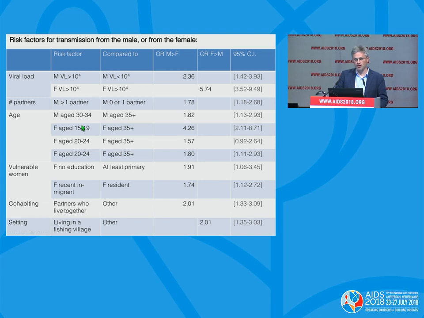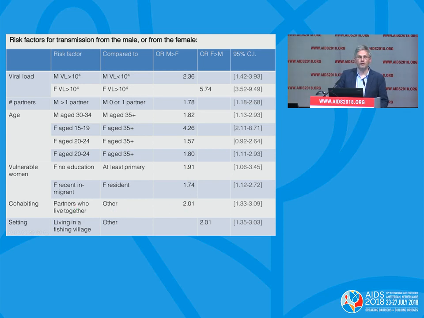Conversely, if the woman was young, less than 25, the direction of transmission was also much more likely to come from the male than if the female was older than 35. So again, young women are much more likely to be the recipients of transmission than older women. In terms of some indicators of vulnerability, if the female had no education compared to at least primary education, or was a recent immigrant into the community compared to a previous resident, she was much more likely to be the recipient rather than the transmitter of infection. These are the odds ratios. The first one, I guess, is borderline significant.